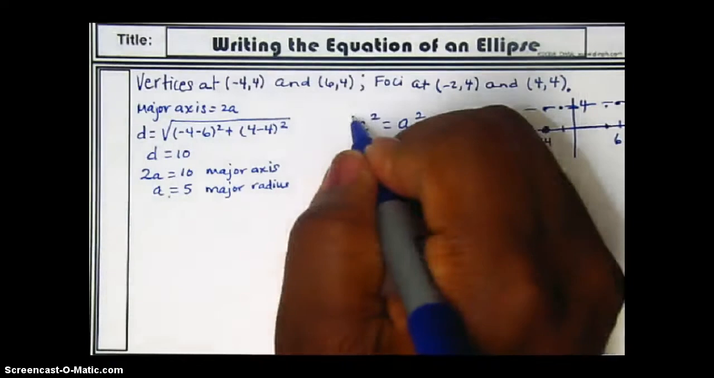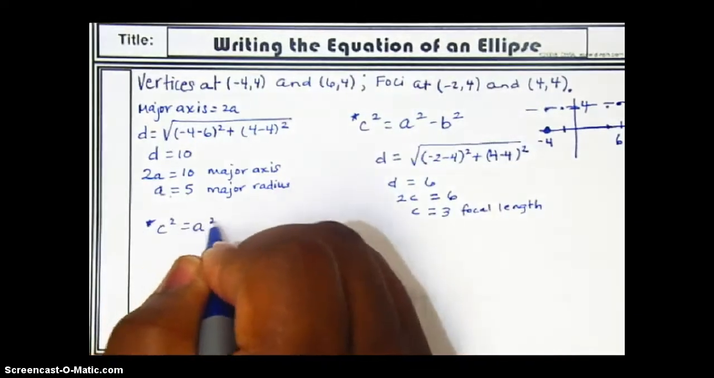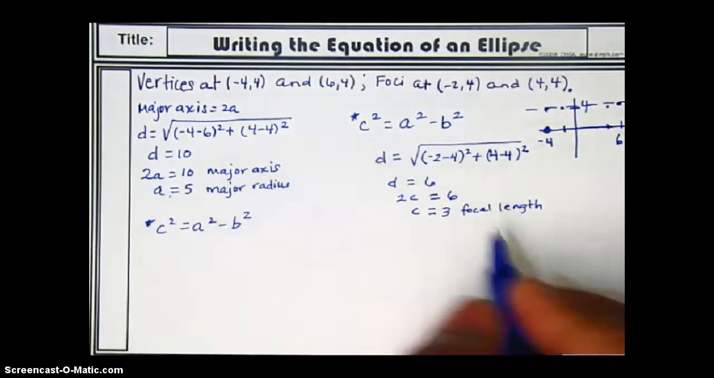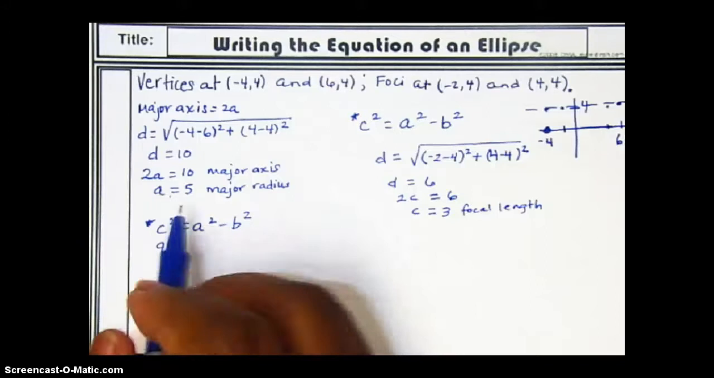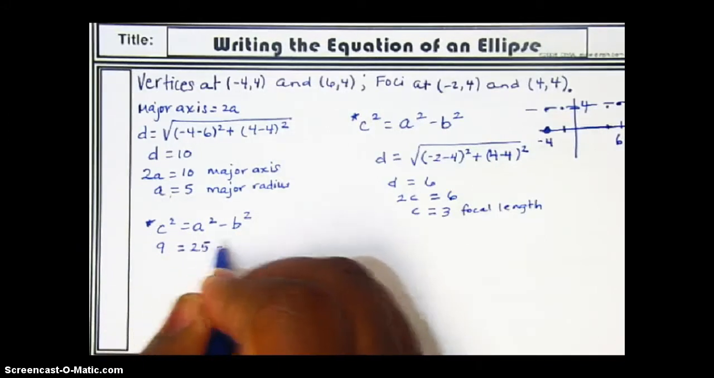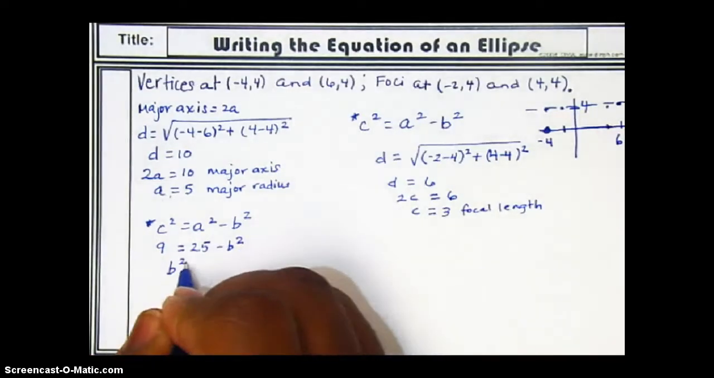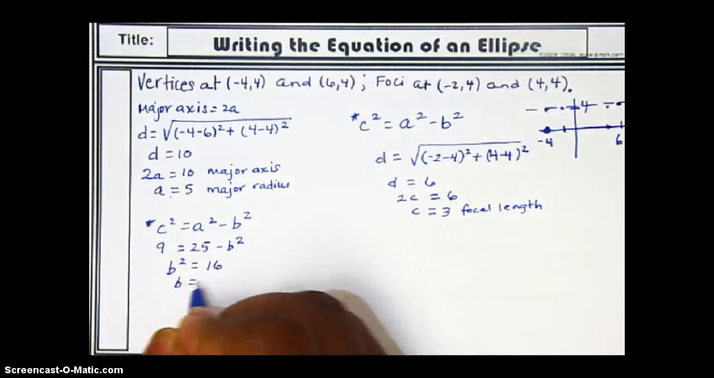It's the distance from the center of the ellipse to either of the foci. Now if I go back and use this equation, C squared equals A squared minus B squared, that will help me find the value of B. So substituting, C is 3, so C squared is 9. A is 5, so A squared is 25. Minus B squared. Now again, with some algebra, you'll be able to manipulate this equation and see that B squared is 16, and so B is 4.